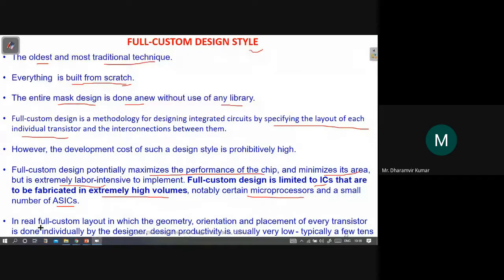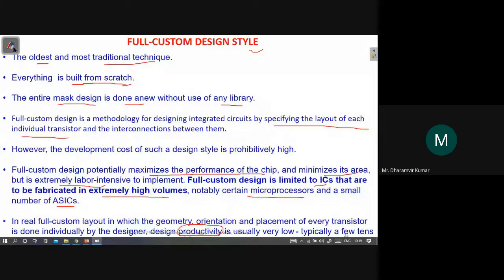So in a real full custom layout, in which the geometry, orientation and placement of every transistor is done individually by the designer, design productivity is usually very low. Definitely, when everything is built from scratch, the overall productivity of the design is going to be low, typically a few tens of transistors per day per designer. So one designer in one day may produce just a few transistors.